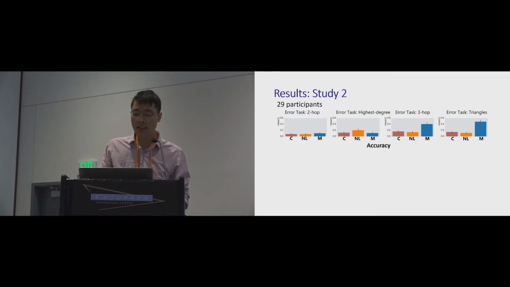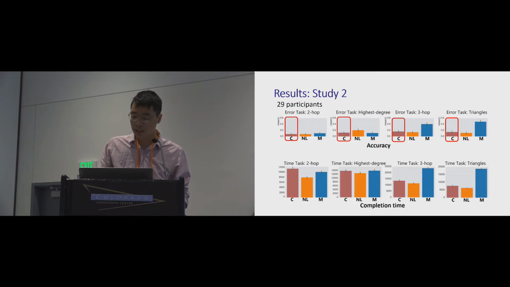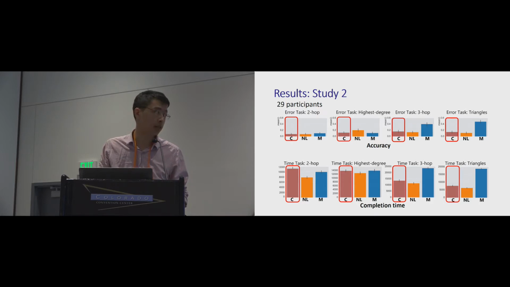The y-axis is the error rate, and the shorter the better for accuracy. We found that no matter which view and which task, the combined view has the same accuracy as the best view. And in terms of completion time, we found that people sometimes take a bit longer than the best single view, but it's definitely a lot faster than the worst single view.